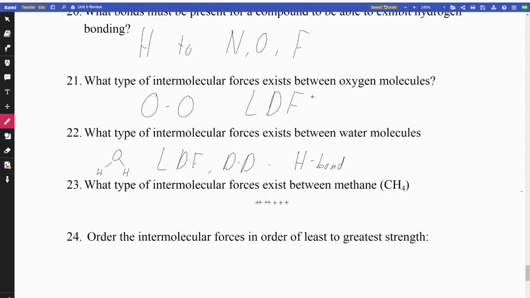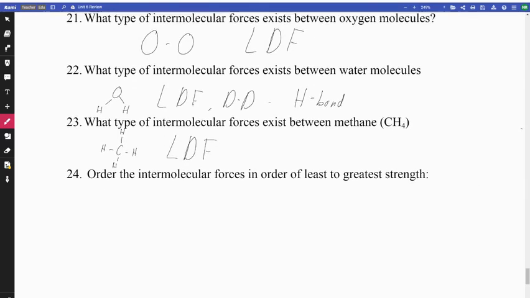All right, what type of intermolecular forces exist between methane? Methane is CH4 with all the H's on the outside. This is a non-polar molecule because, number one, C and H is a non-polar bond. But also, even if it was a polar bond, this is tetrahedral with no lone pairs on the central atom. So even if it had polar bonds, the polar bonds would all cancel each other out. So this is a non-polar molecule, which means only London dispersion forces.